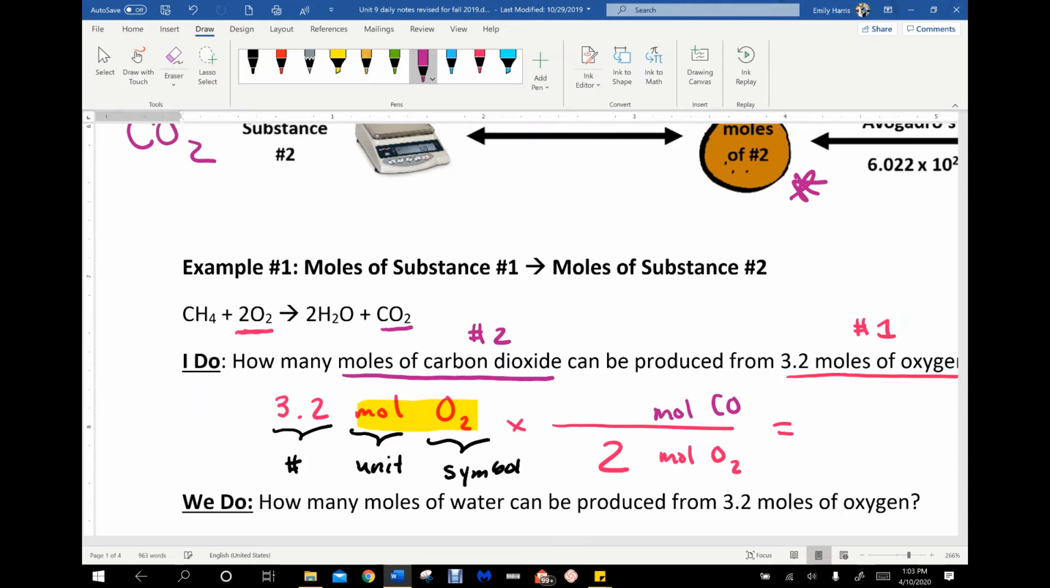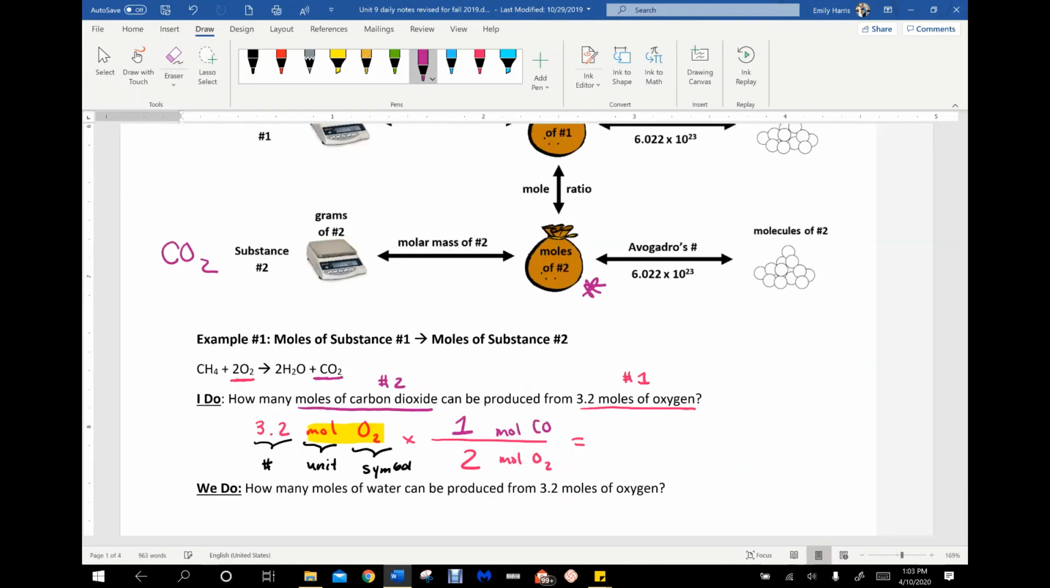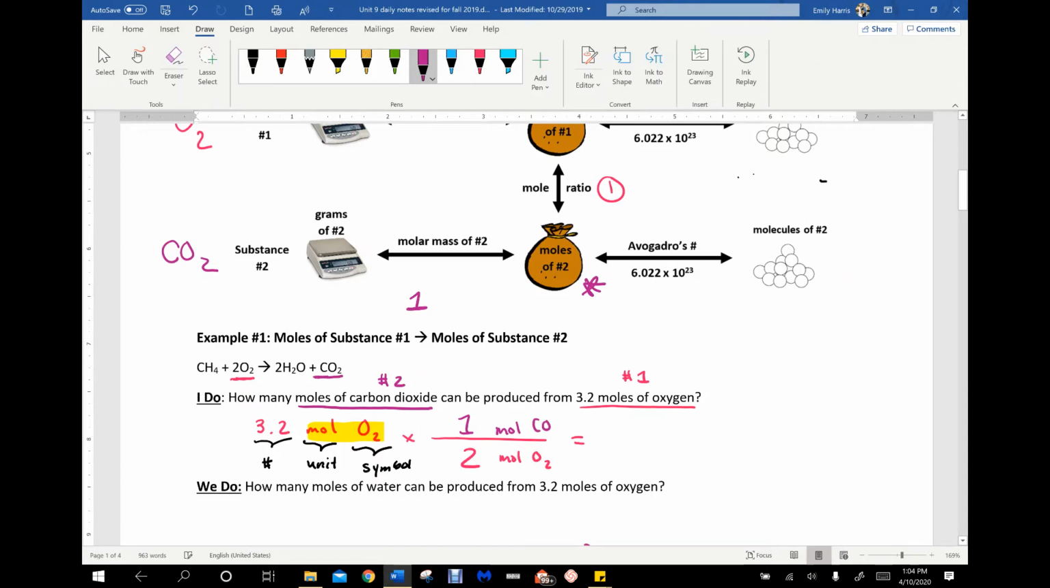Carbon dioxide has a coefficient of 1, so that means that only 1 mole of carbon dioxide is produced. All right, so now that I'm in my final unit, I'm ready to go ahead and solve in my calculator. So I'll do 3.2 times 1 divided by 2. And again, the reason I'm dividing by 2 is because it's in the denominator.